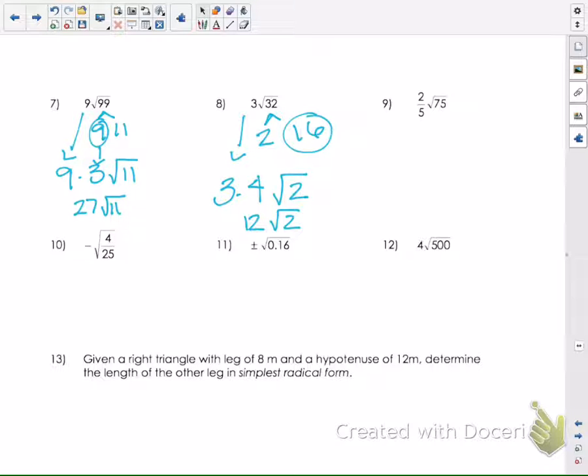Last one on this line, and then we'll finish up the last one and be done with this. The 2/5 stays outside. What does 75 divide into that I can square root nicely? 25 and 3. Square root of 25 is what? 5. That goes outside with the 2/5. The 3 stays inside. If I multiply my 2/5 and my 5, what am I going to get? 2 root 3.